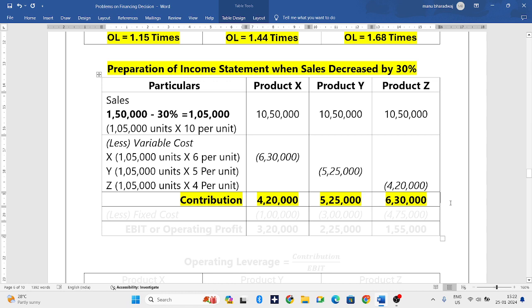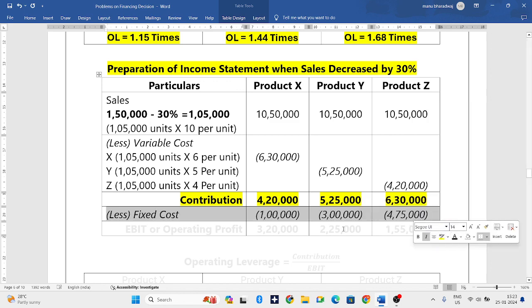When we subtract, we will get contribution. 10,50,000 minus 6,30,000 will be 4,20,000. 10,50,000 minus 5,25,000 will be 5,25,000. 10,50,000 minus 4,20,000 will be 6,30,000. This is our contribution. Next, from contribution we have to subtract fixed cost.